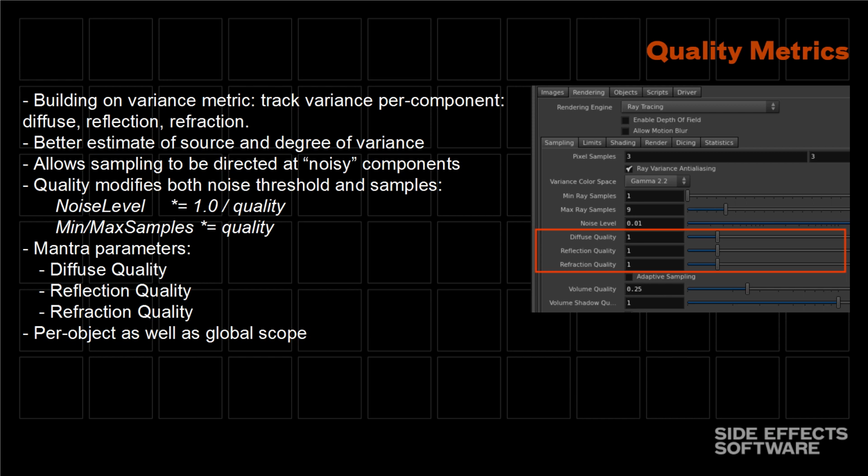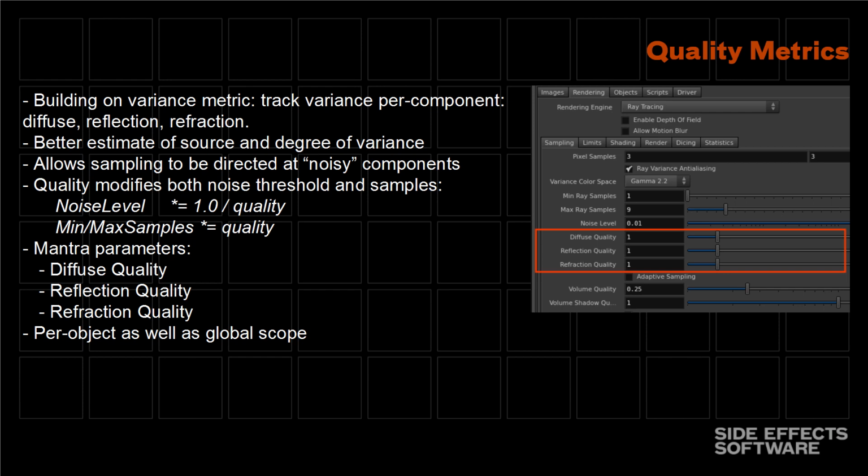Is it coming from the diffuse? Is it coming from the refraction? And it allows us to get a better estimate of the source and the degree of the variance. Okay, and so that allows the sampling to be directed at the noisy components. So from an artist's perspective, looking at the image, if the noise is coming from, say, reflections, that allows you to adjust quality settings per component.